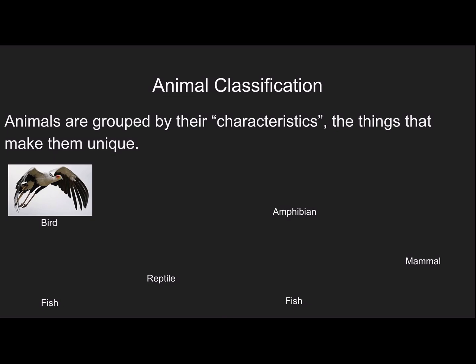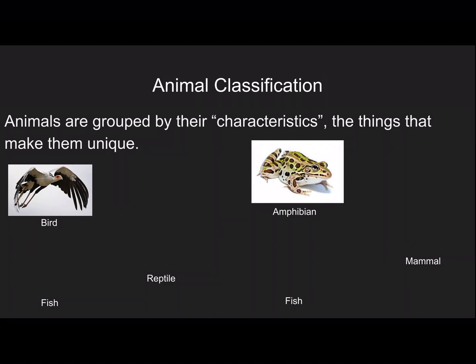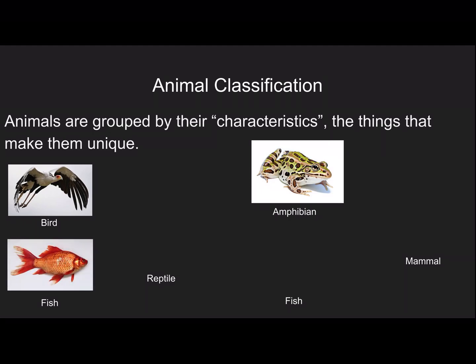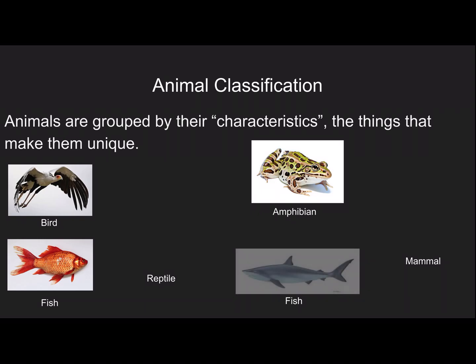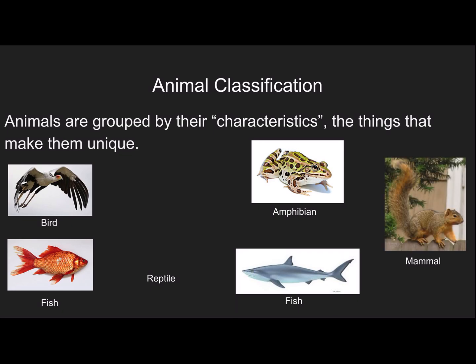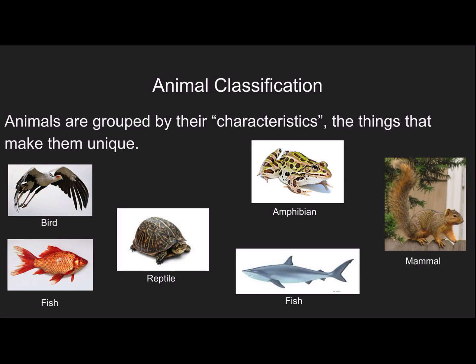What makes a fish unique? Or rather, what makes an amphibian unique? Let's see. An amphibian lays its eggs in the water, that's unique. It doesn't have scales. How about a fish? What makes a fish unique? A fish also lays its eggs in the water. It does have scales. And a fish breathes with gills. That's what makes a fish unique. Let's see here. What makes a mammal unique and different than a bird? What makes a reptile different than a fish?